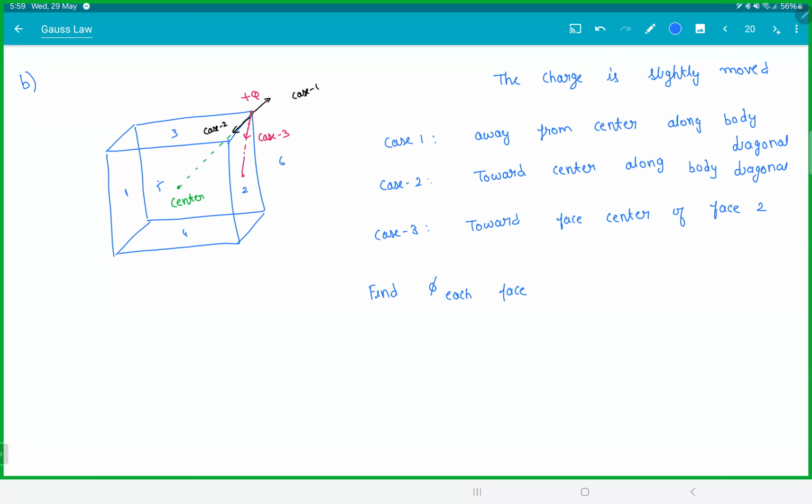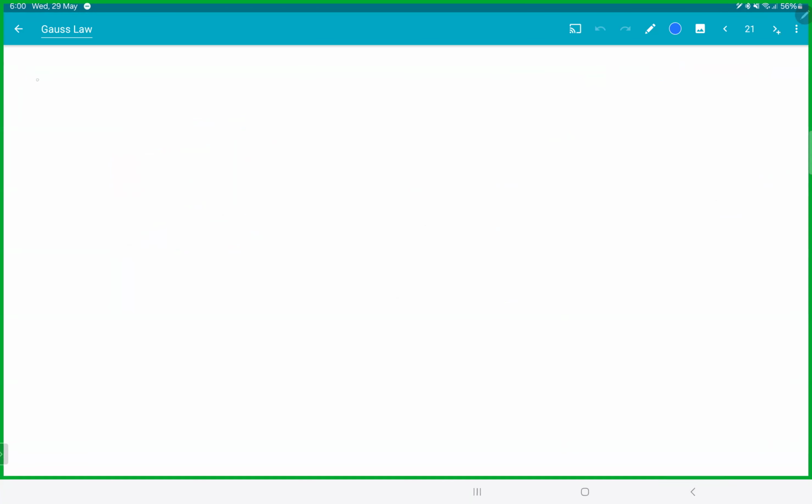Okay, so first I'll help you with case one. Listen. For case one, since it is pulled out, the charge is not on the cube, okay? Since it is pulled out, the flux through the cube becomes zero. Are you getting it? But since the distance is very small, it is slightly displaced. You really didn't change the field or the angles at any point.